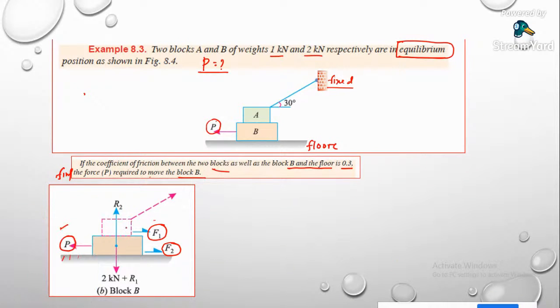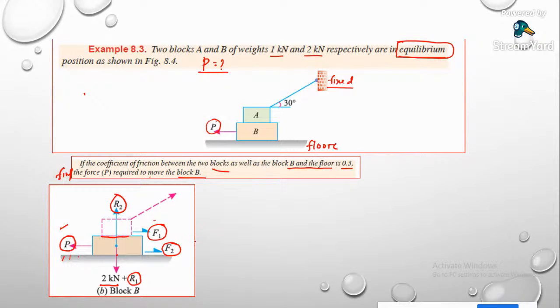Now, one reaction force, because block B is in contact with the floor, so a reaction force R2 is developed, because of the contact at this point. And finally on block B, the weight of block B, that is 2 kilonewton, plus the contact force between block A and block B, that is R1. R1 is the reaction force.